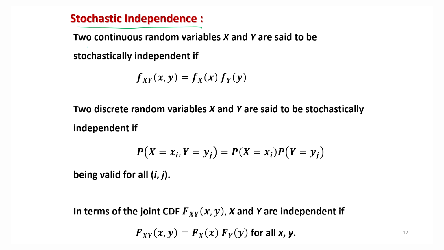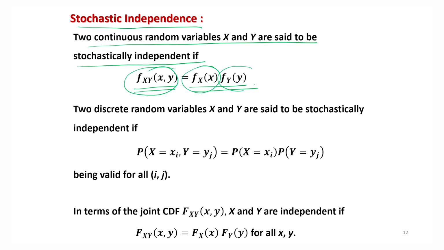So two continuous random variables x and y are said to be stochastically independent, stochastic meaning random, if the joint density function of x and y can be expressed as the product of their marginal density functions, that is, the marginal density function of x and the marginal density function of y. The same concept can be extended to discrete random variables: the joint probability that x equals xi and y equals yj can be expressed as the product of their individual probabilities, probability that x equals xi times probability that y equals yj, for all values of i and j.